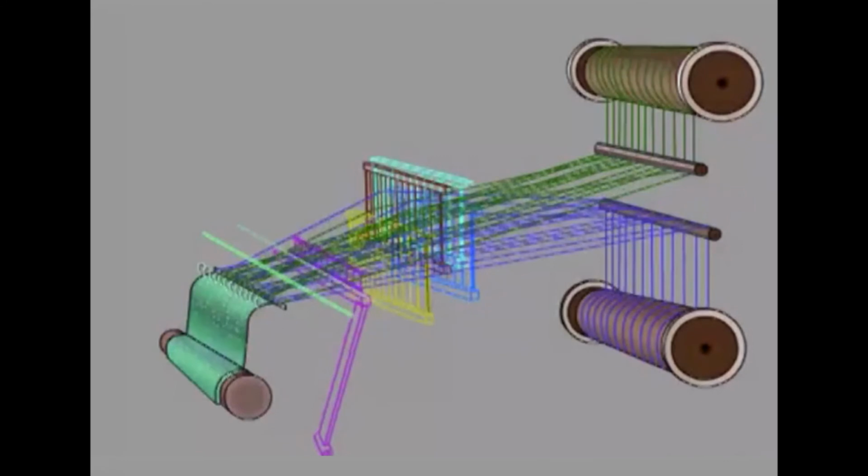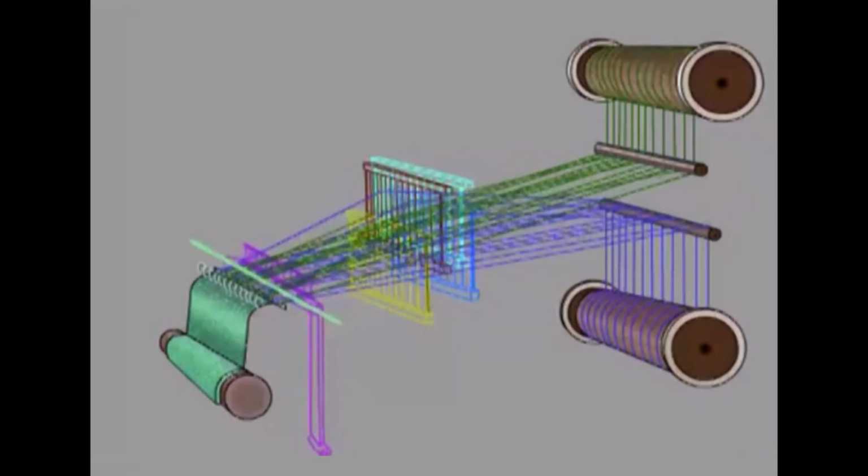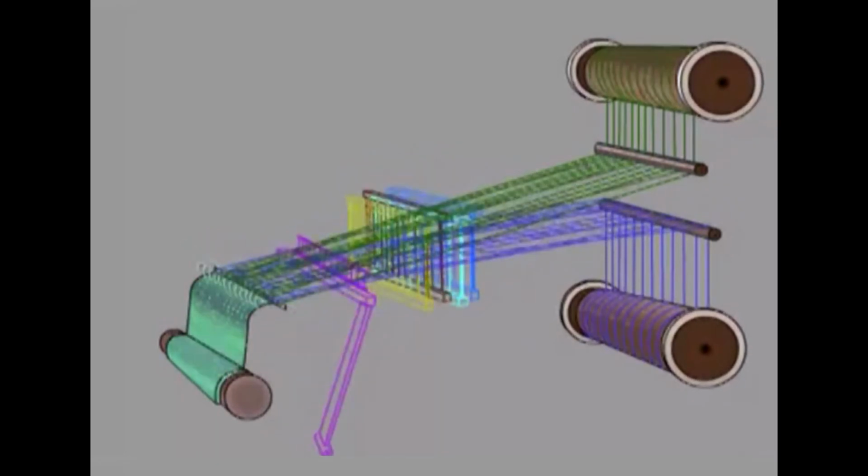Then all these 3 picks are battened firmly by the reed at the same time into the fell of the cloth. So, these picks move along the ground warp and push the pile warp into loops, and after the second pick is being inserted, there is a let-off motion that causes the pile warps to slacken, while the ground threads are in taut condition, under tension.